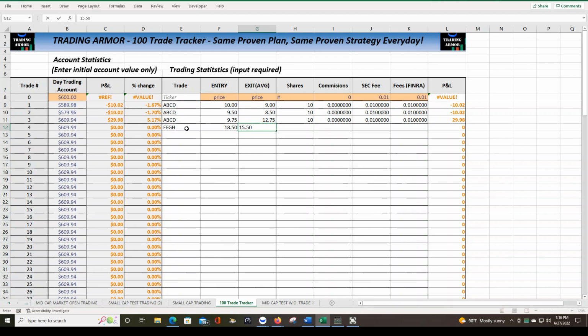So let's say it's a $3 risk, 18.50, and we got out at 15.50, and at 18.50 we could buy 4 shares. Actually, we could buy 5 shares. So that would be our share size.